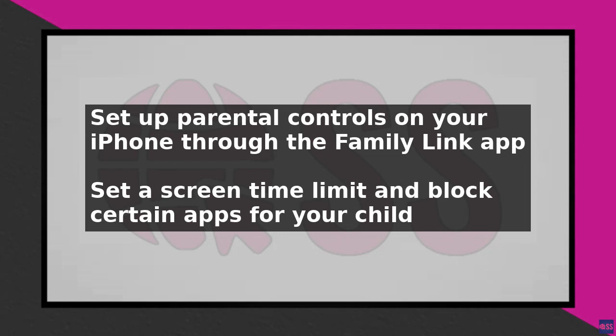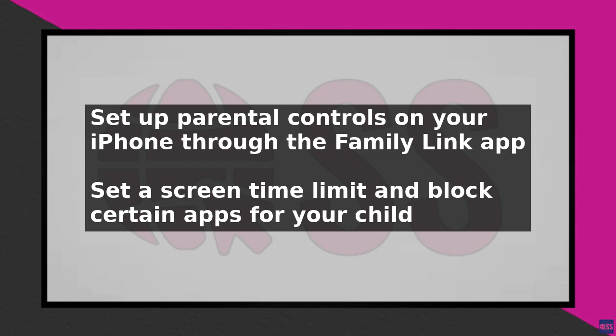To set up location sharing, tap on Location Sharing in the Family Link app on your iPhone. This will allow you to see your child's location on a map. You can also set up alerts to notify you when your child arrives at or leaves a certain location.